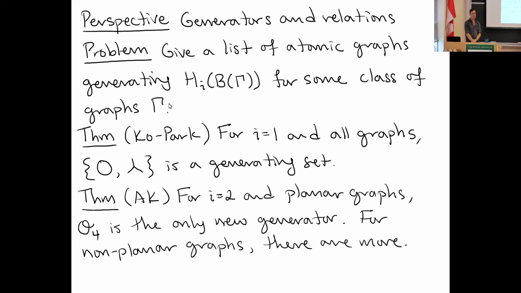What I prove with Byung-hee is that in degree 2, as long as we're talking about planar graphs, you only need 1 extra generator, which is a theta graph with 4 edges. Turns out the configuration space of 3 particles in that graph is a surface of genus 3. You wouldn't know. But for non-planar graphs, there are other generators that we don't understand.